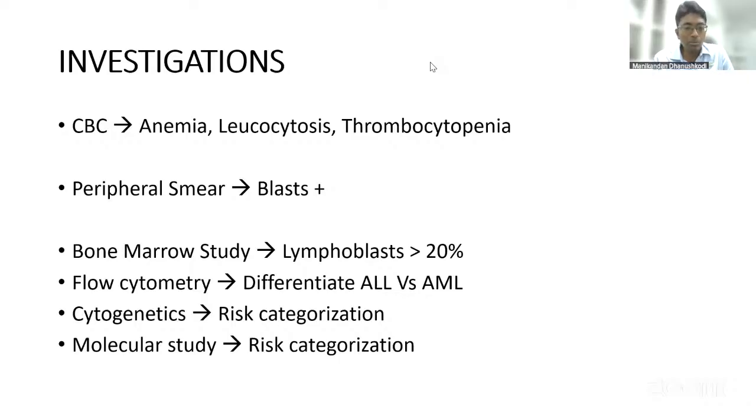In general, the peripheral smear has sheets of blasts, and we also do a bone marrow to confirm the diagnosis of acute leukemia. Usually, acute lymphoblastic leukemia has lymphoblasts of more than 20%. And currently, flow cytometry has to be done because sometimes aberrant expression of acute lymphoblastic leukemia could present like AML, and it is mandatory to do flow cytometry to differentiate ALL and AML.